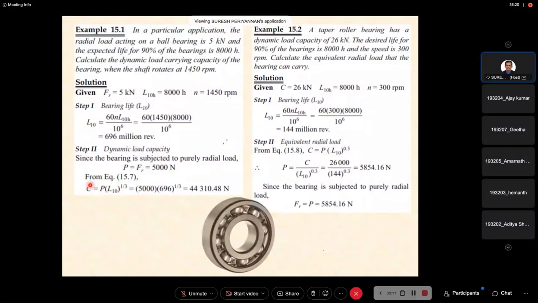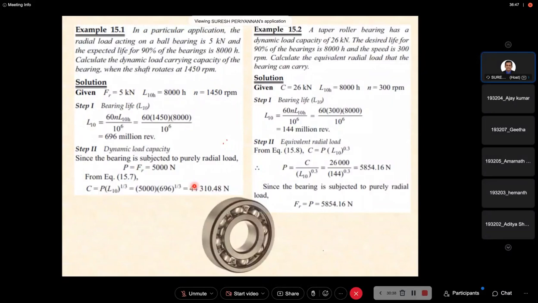Finally, substitute the formula we discussed in the earlier slide. C is equal to the dynamic load carrying capacity, then P into L to the power 1 by 3, because this is a ball bearing, not a roller bearing. Suppose it is a roller bearing, the power should be 0.3. Now this is the value, I mean our dynamic load carrying capacity value of the ball bearing.